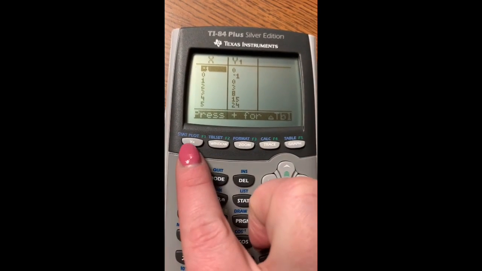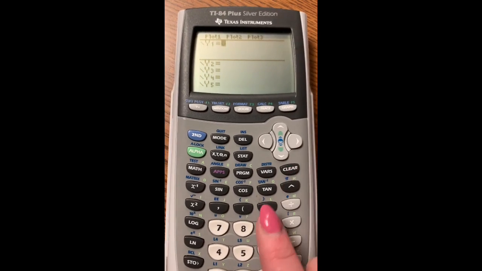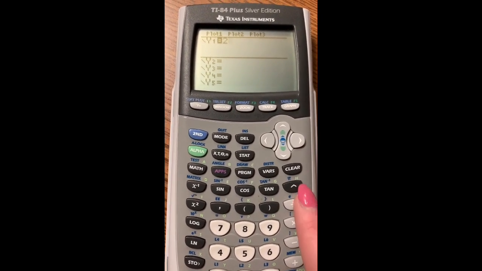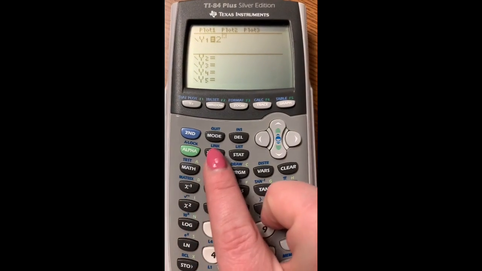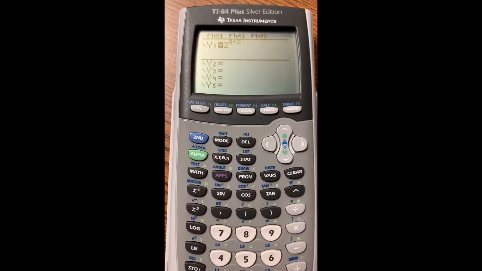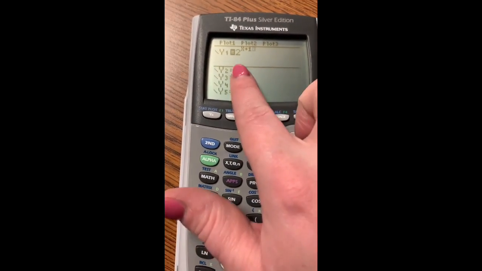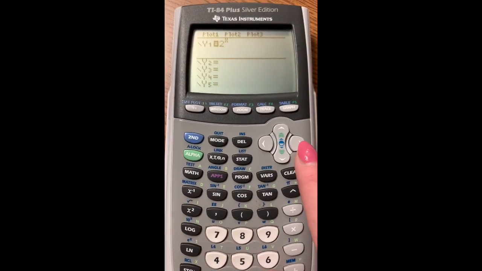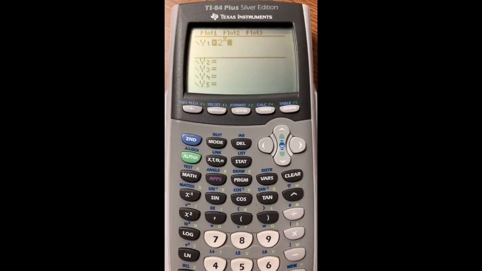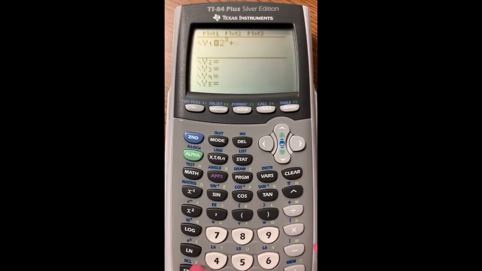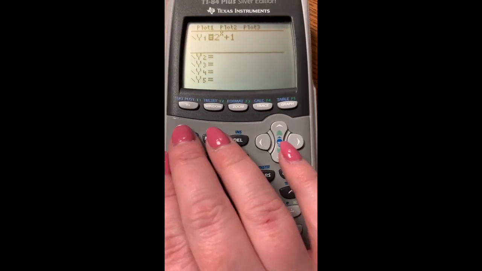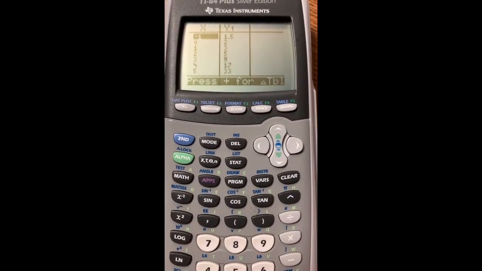I'm going to hit y equals, clear. I'm going to type my new equation for C, 2 to the x plus 1. Oh, look, I put in my exponent. I don't want that. So I'm going to go over and delete that. Make sure I hit this button right here to go out of my exponent. Now, plus 1. Okay, now I need to go to my table. So second graph for my table.